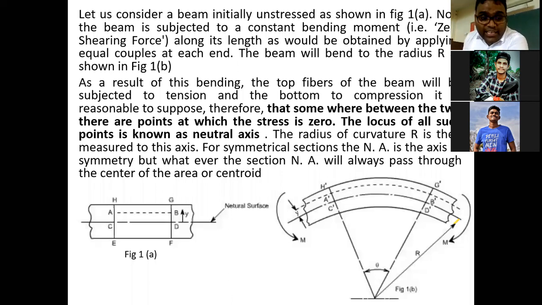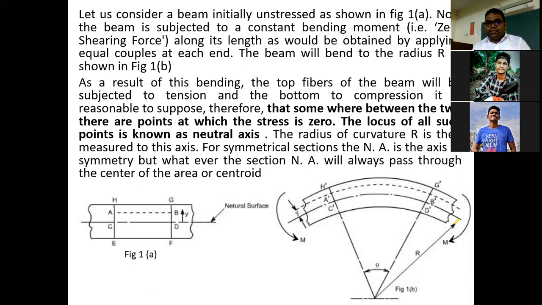So initially, AB and CD are equal, because this A dash B dash must be equal to AB. We have taken the assumption that in the neutral surface there is no bending stress. When there is no stress, there must be no strain. If there is no strain, no elongation. So here A dash B dash must be equal to AB, sorry, C dash D dash.